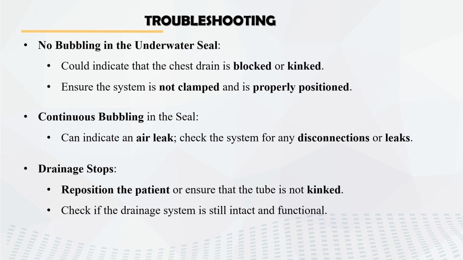Okay, troubleshooting. What should the nurse do? If there is no bubbling in the underwater seal, it is a red flag. This could indicate that the chest drain is blocked or kinked. Ensure the system is not clamped and that it is properly positioned. Continuous bubbling in the seal could indicate that there is an air leak. So if there is continuous bubbling, you should know that there is a leakage. And if there is a disconnection, we have to check that. If the drain stops, we have to reposition the patient or ensure that the tube is not kinked. Check if the drainage system is still intact and functional.